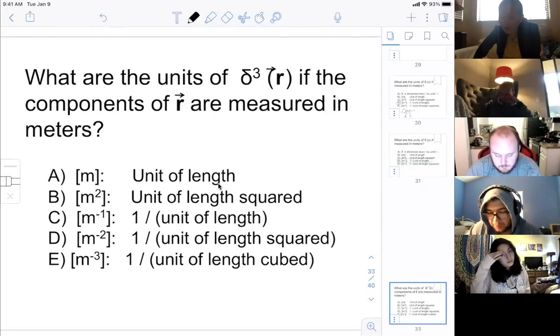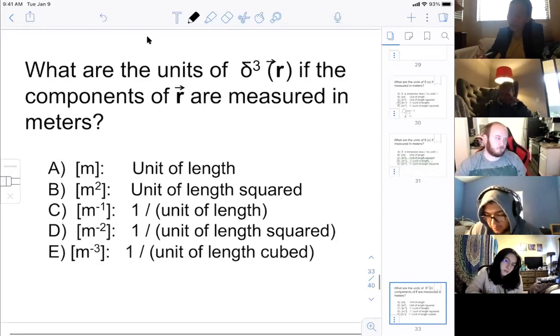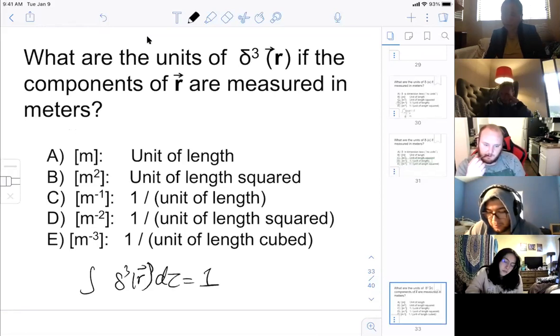I would say if we only look at R, it can be confusing because if R is in meters, maybe I'm looking at 1/meter. But let's not forget, it's a 3-dimensional delta function. In order for this to be 1, we really need to have, you're right, 1/unit length cubed, which is 1/meter cubed.